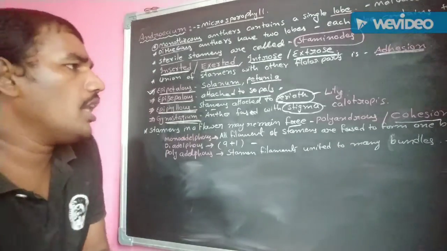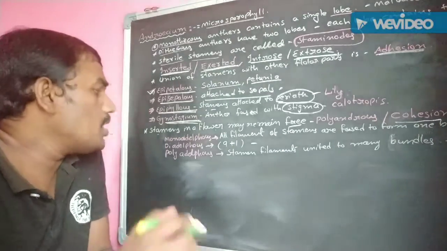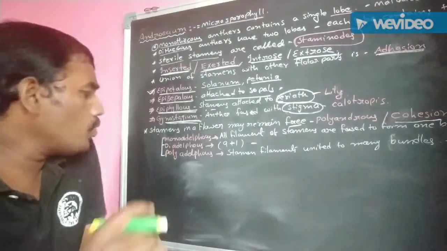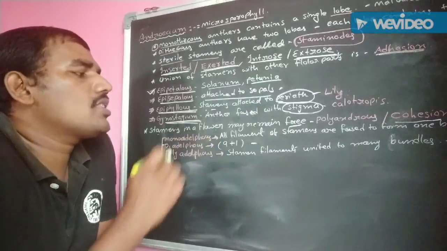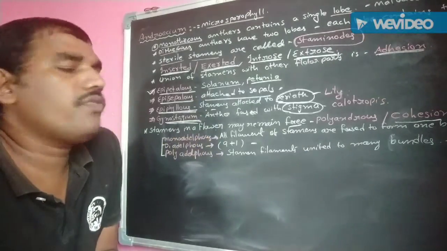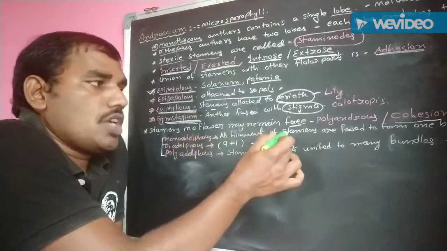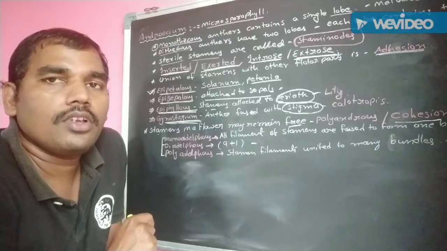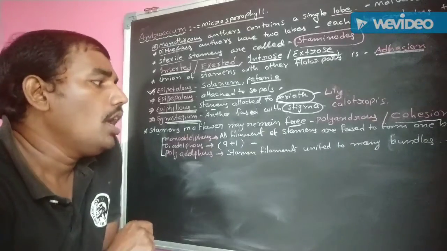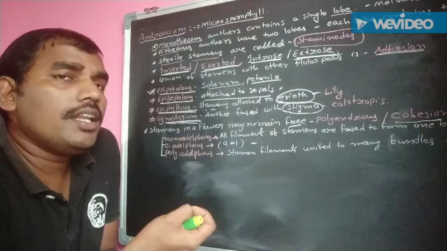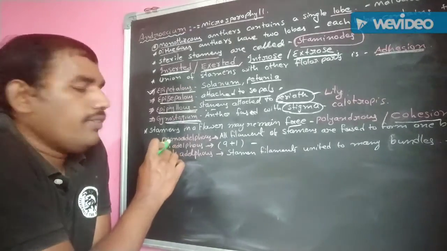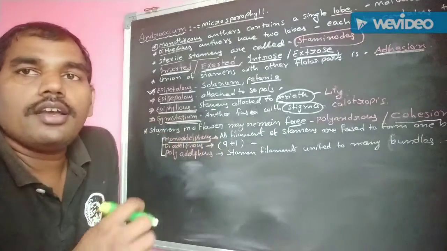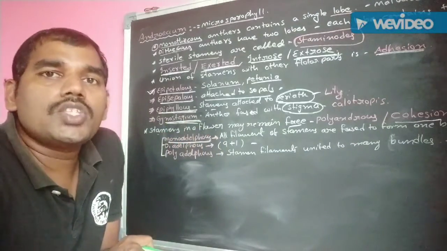Okay. On the basis of cohesion, stamens are categorized into three. The first one is monodelphous stamens. In monodelphous stamens, all filaments of the stamens are fused to form only one bundle. This type of cohesion is known as monodelphous anthers or monodelphous stamens.